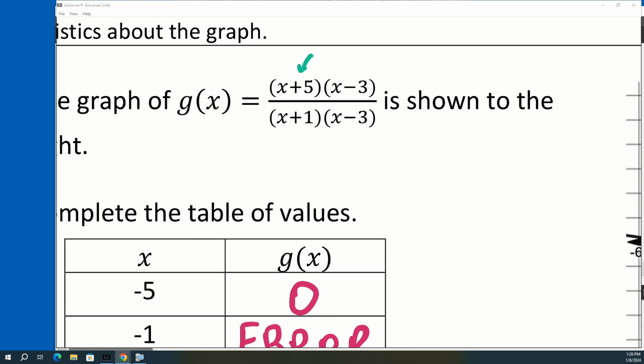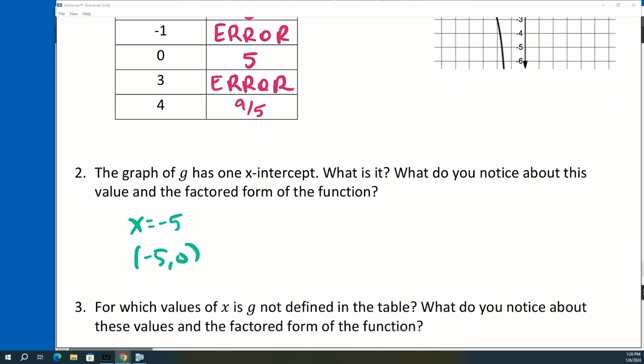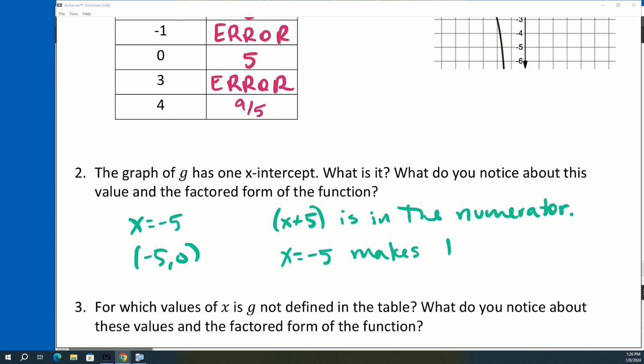Yeah, there is an x plus 5 factor in the numerator, and x equals -5 makes that 0. Or you could say -5 is a 0 of the numerator, because if x was -5, your numerator would be 0.